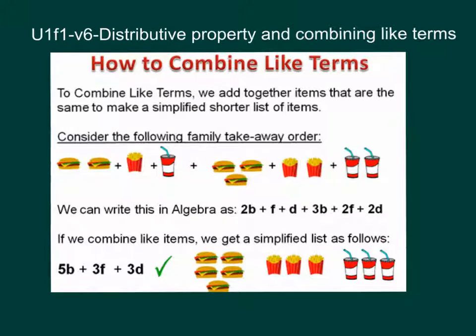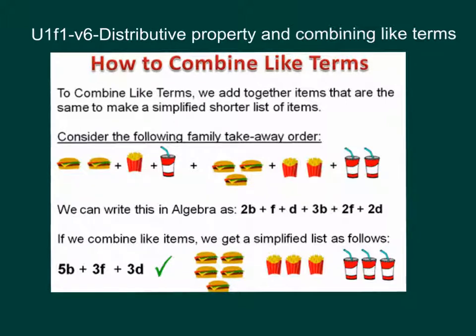Okay, so first we'll talk about combining like terms. When we combine like terms, we add together items that are the same to make a simpler and shorter list. For example, if we have this order here, it looks like 2 cheeseburgers, fries, a drink, plus 3 more cheeseburgers, 2 more fries, and a drink. We group what we can together.